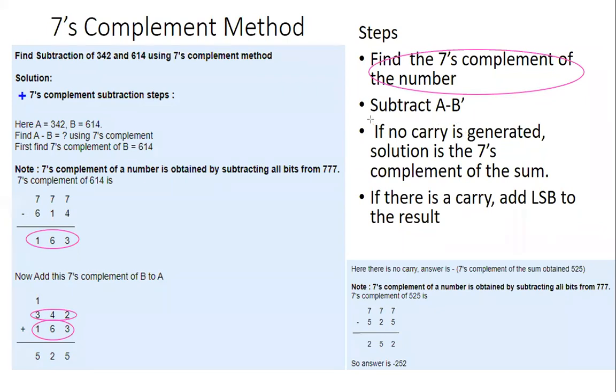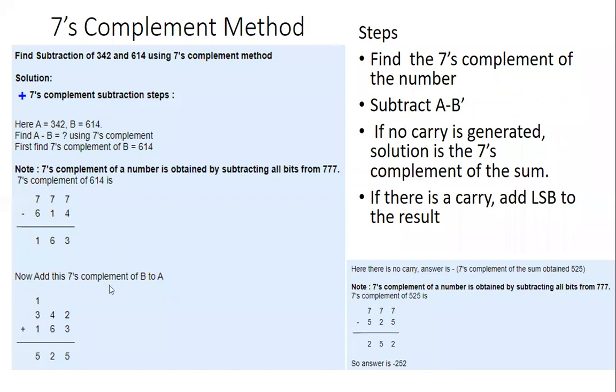Now what is the next step? The next step is, if no carry is generated, the solution is the 7's complement of the sum. Do we have the carry? No carry. So what is the solution? The solution will be the 7's complement of the sum with the negative sign. So 777 minus 525 will be 252. 252 with the negative sign will be the solution. So this is if there is no carry.